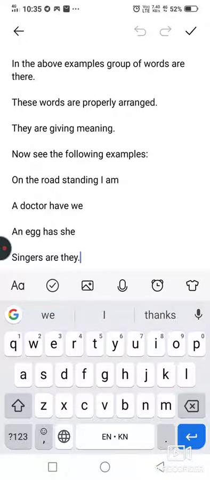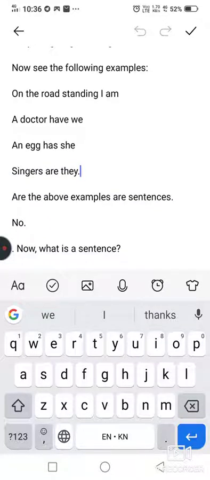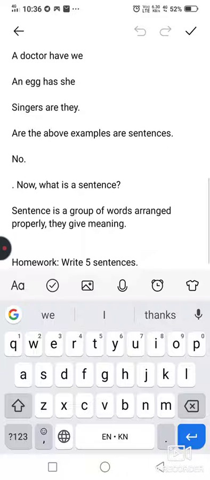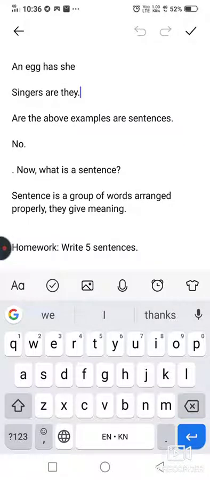Here words are grouped but not properly, not systematically. If words are not systematically grouped, then that is not a sentence, and it is not giving meaning also. So such kinds of word groups we cannot call a sentence. So a sentence is a group of words which are systematically arranged, and then only it gives meaning. Now what is a sentence? Comes the answer here. Sentence is a group of words arranged properly and they give meaning. Now I give homework, write 5 sentences.